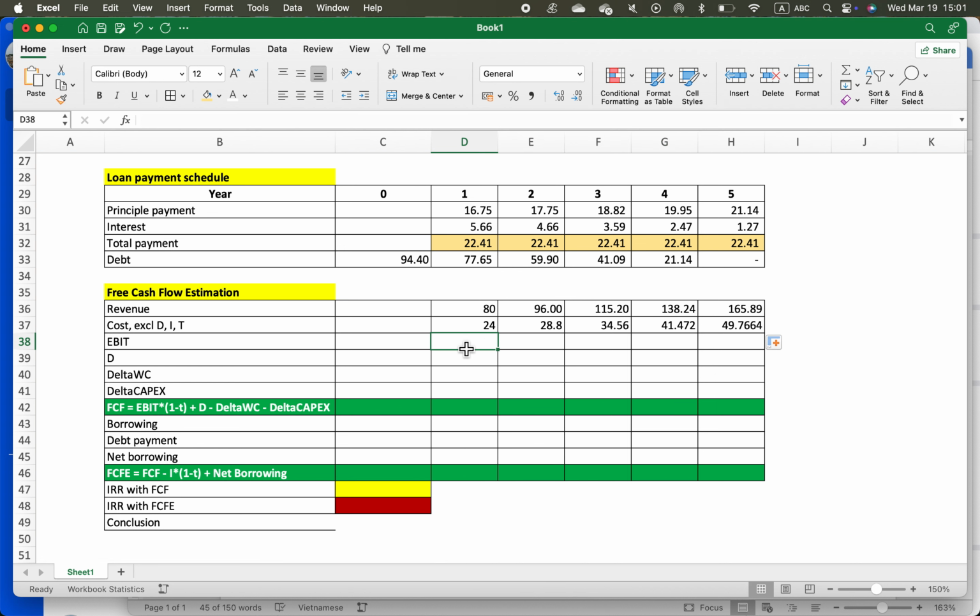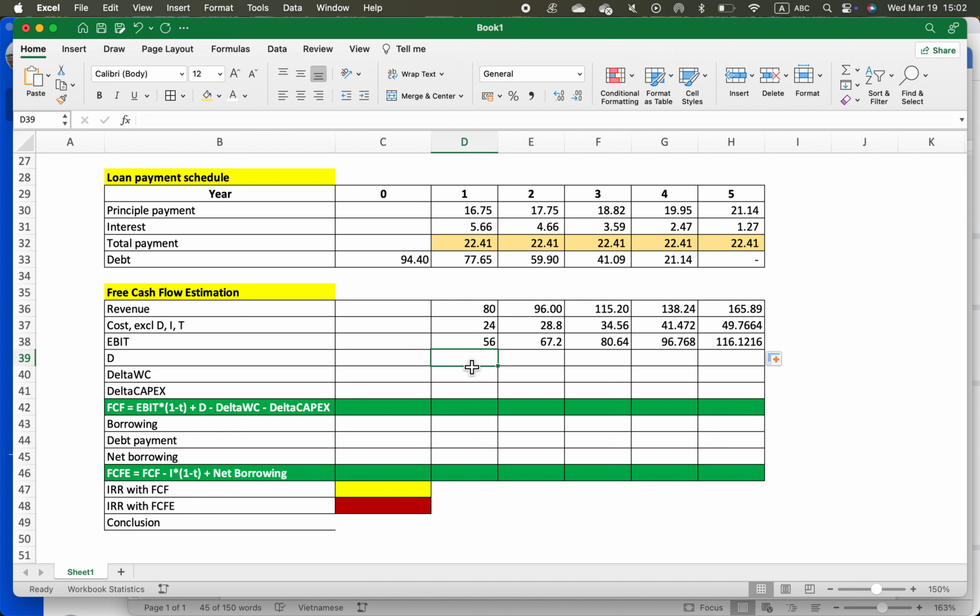Then we go to EBIT. So EBIT is gonna be revenue minus costs that do not include depreciation, interest, and tax. And then it's also minus depreciation in here. Let's put it like this. Okay, and then you can copy the formula throughout the years.